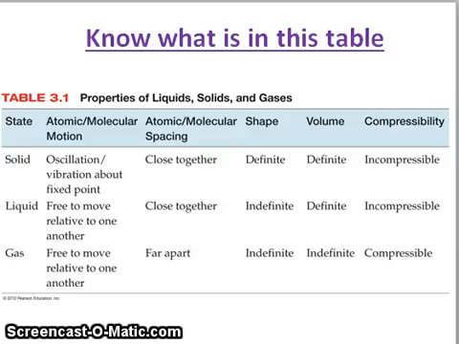In the table are important properties of each phase of matter. It would be helpful to keep what you already know about water in mind as you examine the properties. These properties include the type of atomic or molecular motion possible, how close the particles are to each other, the shape they have, the volume they take up, and how compressible each phase is.